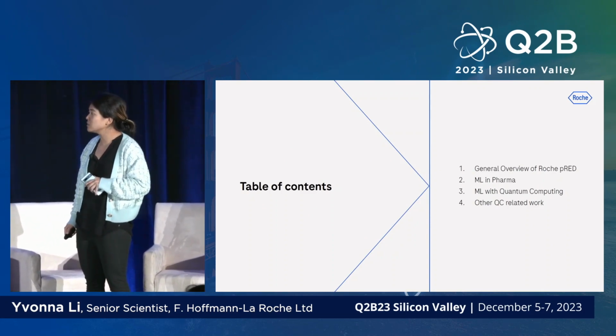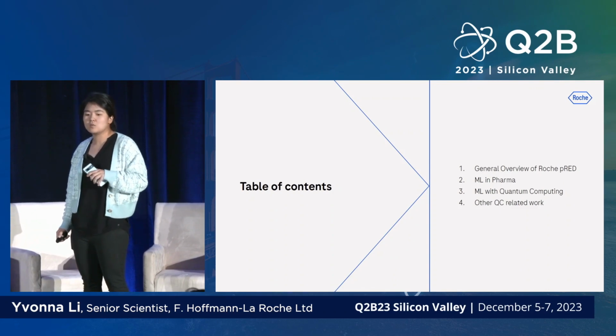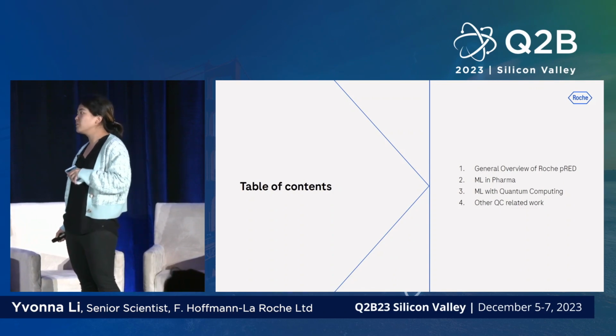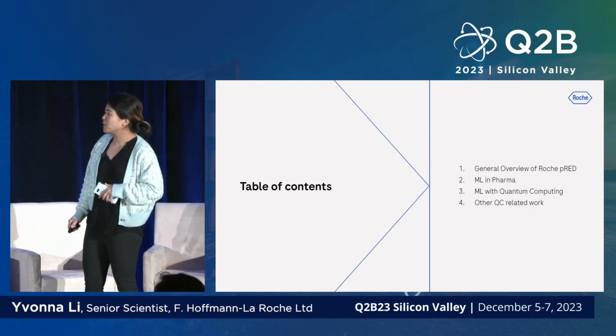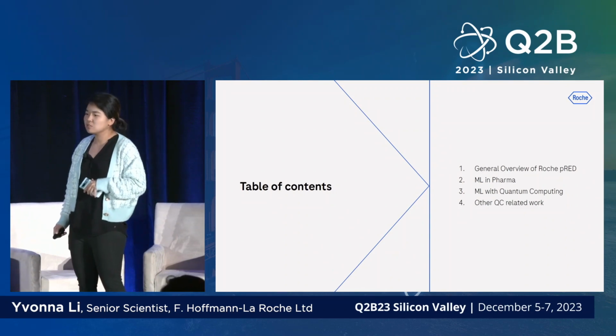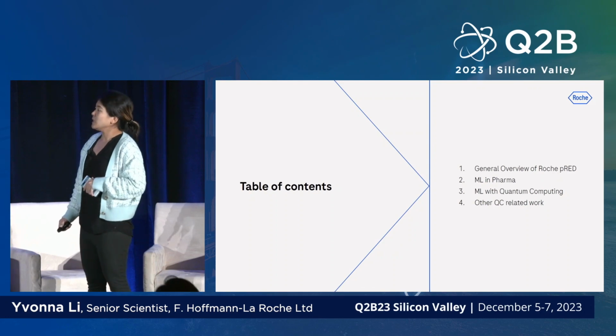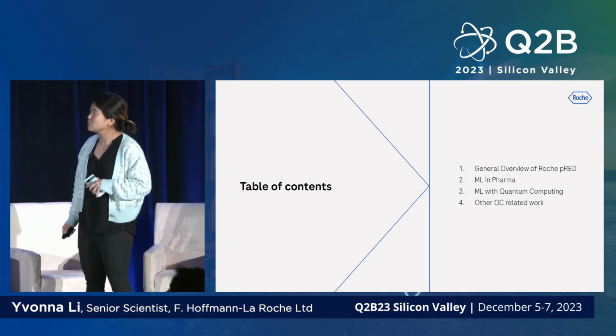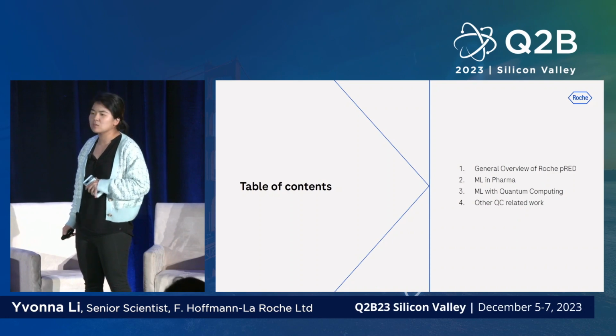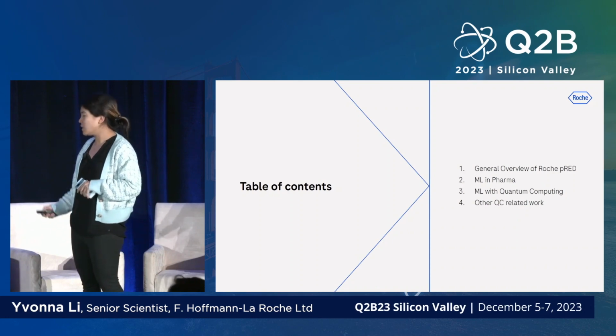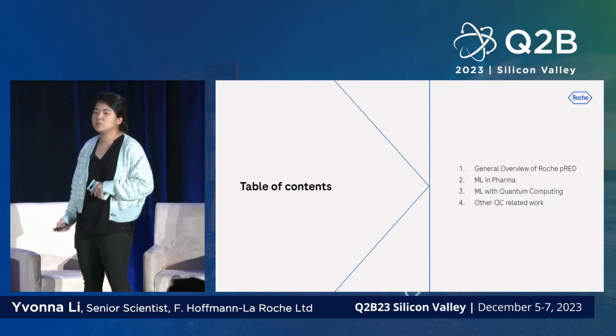I will start to give a general overview of how Roche Pharma is structured and how PRED fits into the picture. I'll try to also explain why machine learning is so ubiquitous in the pharma context, and deep dive a little bit into, as promised, how we apply quantum computing into the picture, and end on a very brief note on the other quantum computing related works that we've been doing.